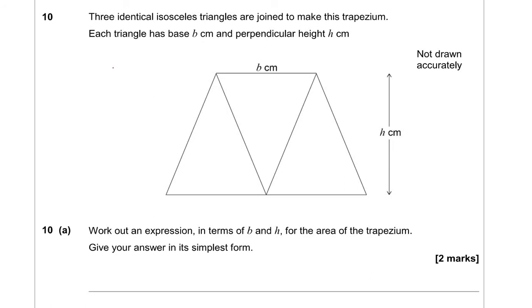Because these triangles are all the same, we can just work out one of them and then times it by 3. So the area of the triangle is half base times height. Right, and we have 3 of these. So our answer is just 3 times a half base times height, which is 3 over 2 bh. And that is our answer there.